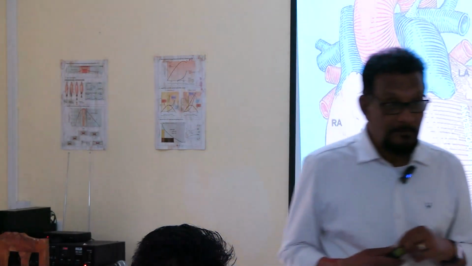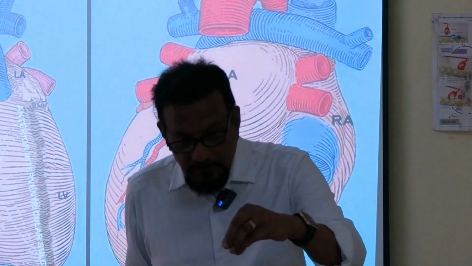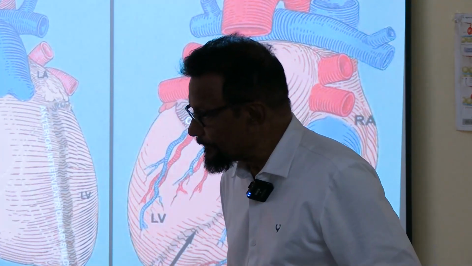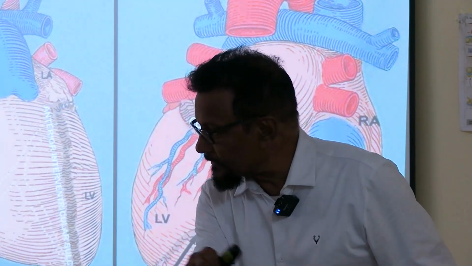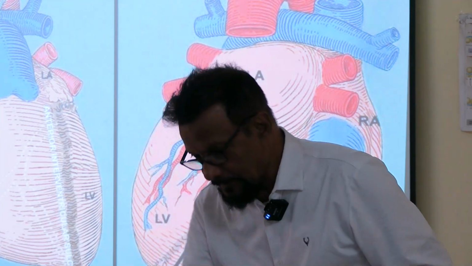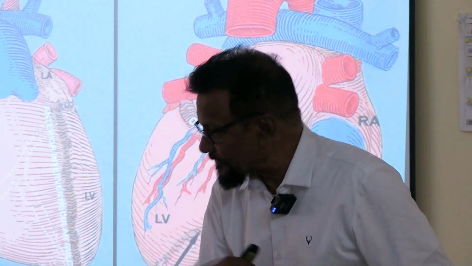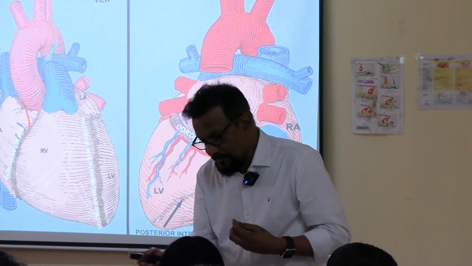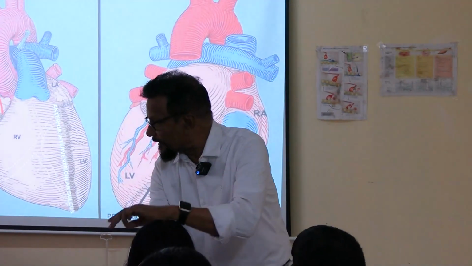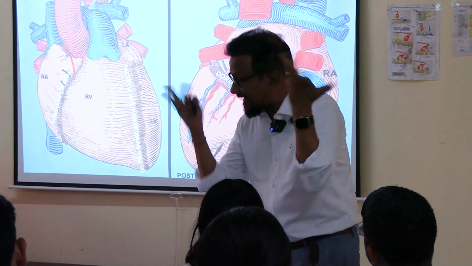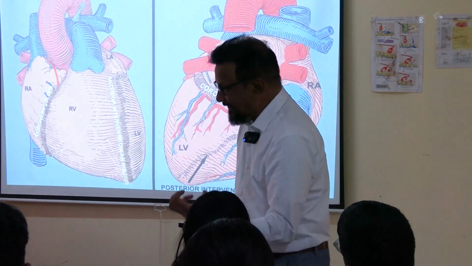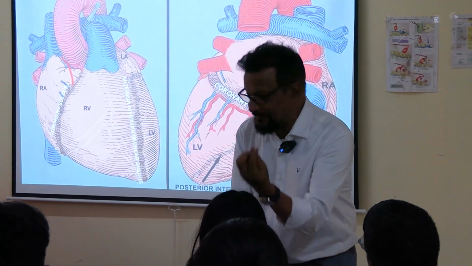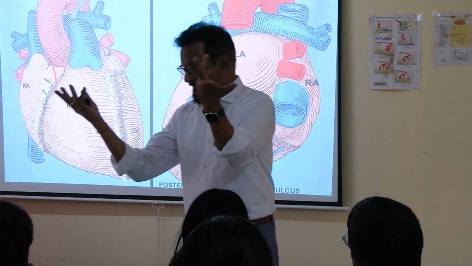Otherwise, what will happen? Here is the SA node. Here is the AV node. And there is no connection in between, because this connection is lost. Now this SA node is producing impulses and it is not getting any impulse from here. So it will start, so now I have to show my activity. So it started its activity. It also started. There is some irregularity.